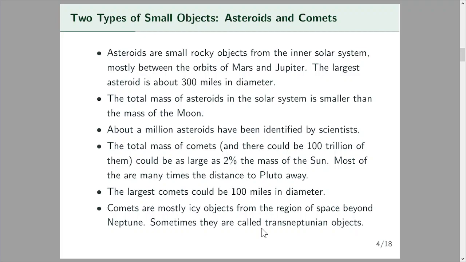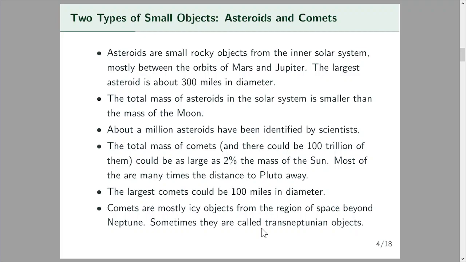So comets account for a lot of mass. There are a lot more comets, maybe 100 trillion of them. Obviously, it depends on how you count them, right? What constitutes a comet? How big does something have to be before you count it? So the largest comets can be maybe 100 miles in diameter.